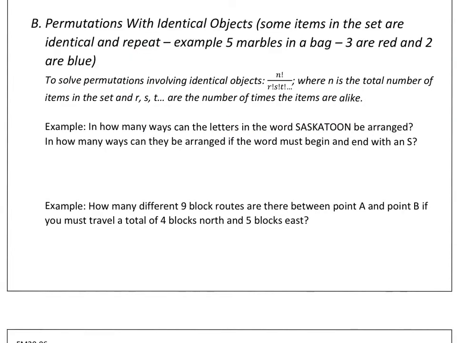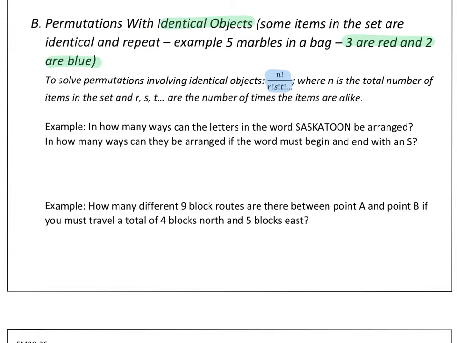Let's look now at permutations with identical objects. So what happens here is that there's repetition. For example, if I had 5 marbles in a bag, 3 are red and 2 are blue, it's repetition. Okay, so to solve permutations like this, my formula is n factorial, where n is the total number, divided by r factorial, s factorial, t factorial, where r, s, t, whatever the letters are, are the quantities of repeated objects.